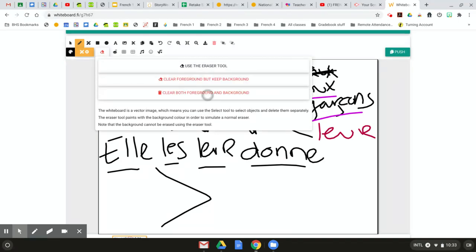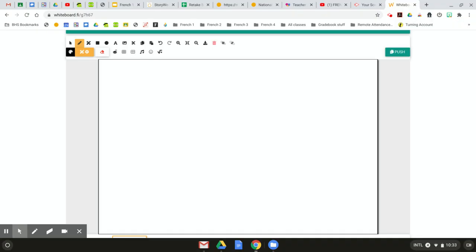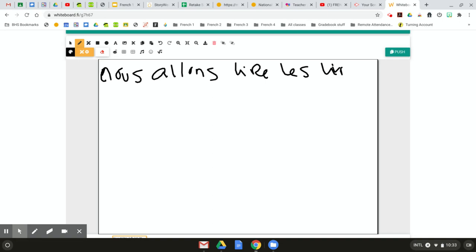Let's do one with two verbs. I know we didn't do one with two verbs yet, so let's make sure we get one in. Let's say that we are going to read the books to the class. So we is nous. Allons, are going. Lire, read. Les livres, the books. À la classe. So we are going to read the books to the class.